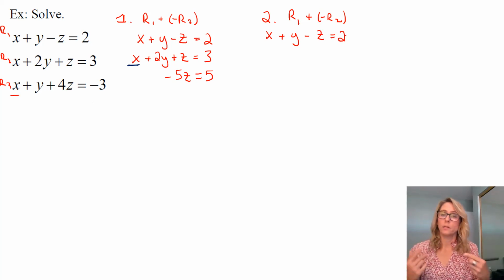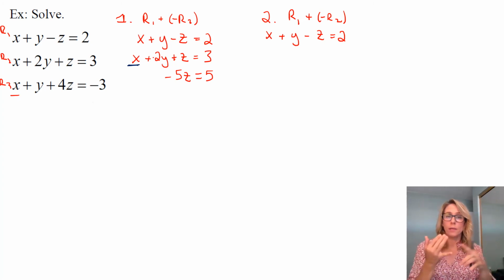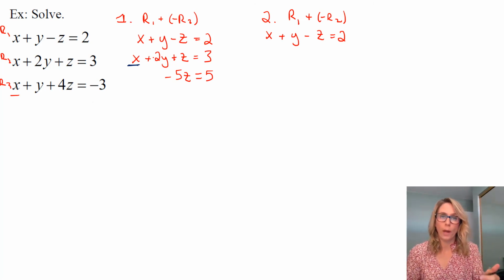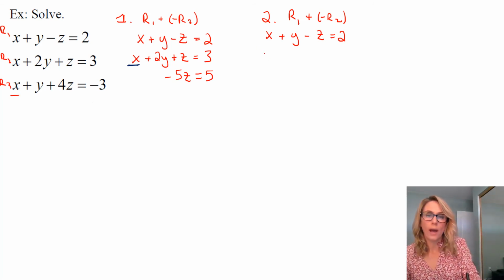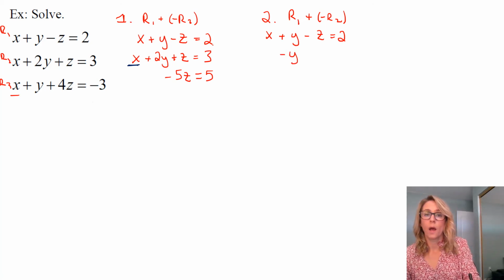But the only thing that is affected is my row 2. So my row 2 is just going to have negative x minus 2y minus z minus 3. Every value just becomes negative, and then I'm adding that to my row 1. And that is my new row 2. So I have x plus a negative x, that's gone. I have y plus negative 2y, that will be a negative y. I have negative z plus negative z, so that will be minus 2z. And then I have 2 plus negative 3. So that will be negative 1.